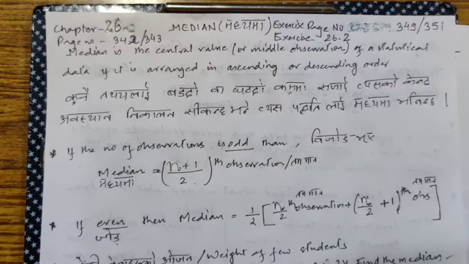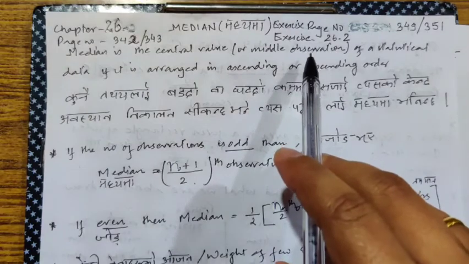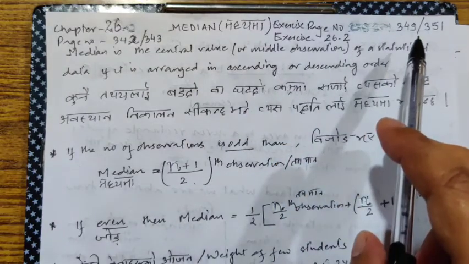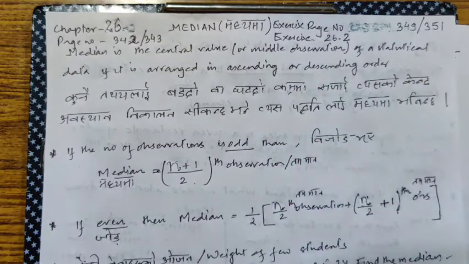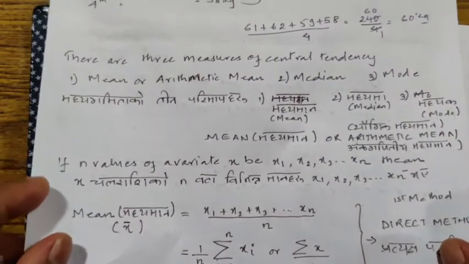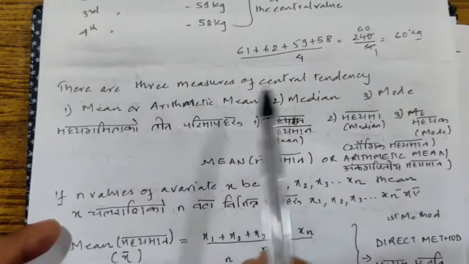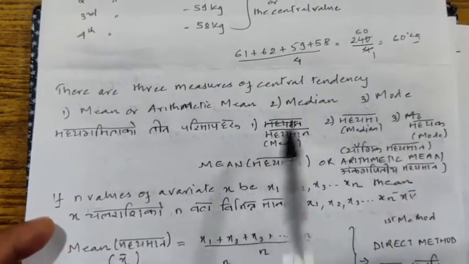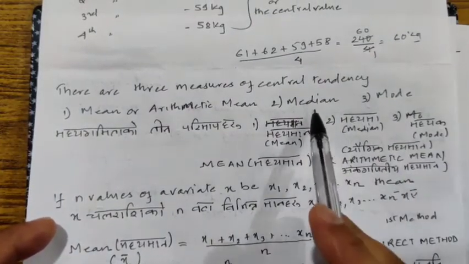Today we'll be discussing median. We are still in chapter 26, page 342, and the exercises. Yes, the exercises begin from page 349 and it's exercise 26.2. So remember when we started our statistics, I told you there are three measures of central tendency: mean, median and mode. We have already completed mean, so today we'll be discussing median.